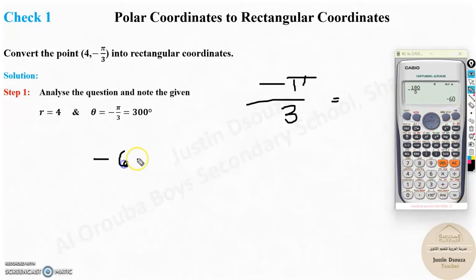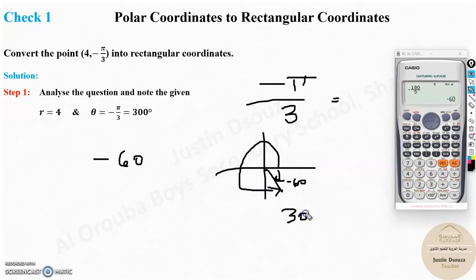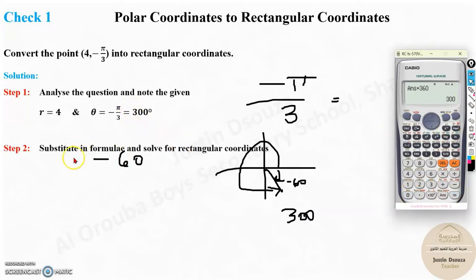So the answer is minus 60, but generally in the textbooks or some places you might find they won't write this minus 60. Why? Because in the coordinate, minus 60 is just going in the opposite direction, isn't it? So what is the coterminal angle? What is the other way to get minus 60? It is positive 300. So what happens is you just add 360 to this, you will get the coterminal, that is 300. Okay, but you can use both.